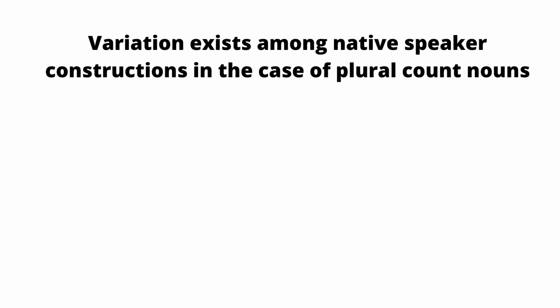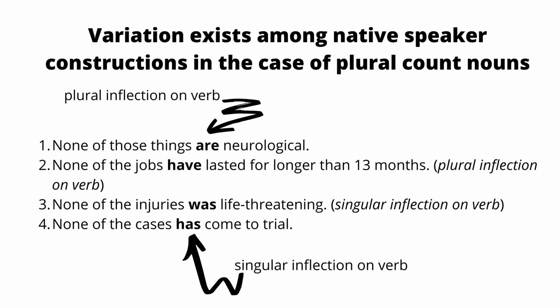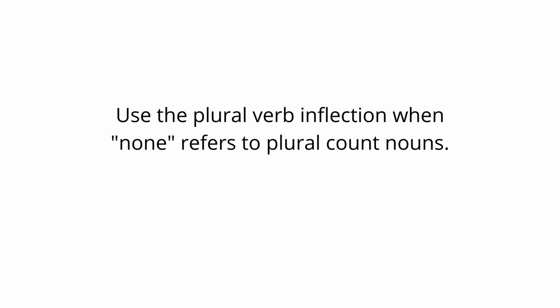But when none refers to a plural count noun, Larsen-Freeman and Celce-Murcia have found variation in the sentence constructions of native speakers such as the following. None of those things are neurological. None of the jobs have lasted for longer than 13 months. None of the injuries was life-threatening. None of the cases has come to trial. Larsen-Freeman and Celce-Murcia suggest using the plural verb inflection when none refers to plural count nouns.